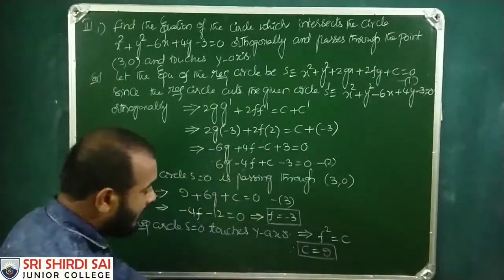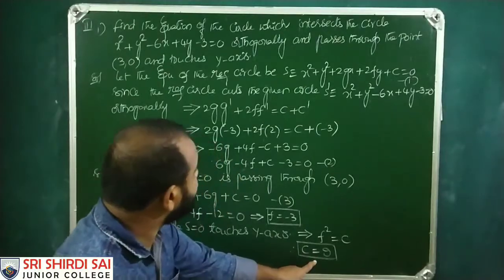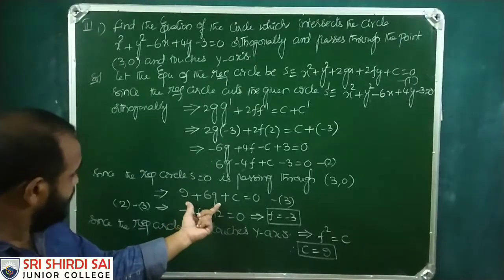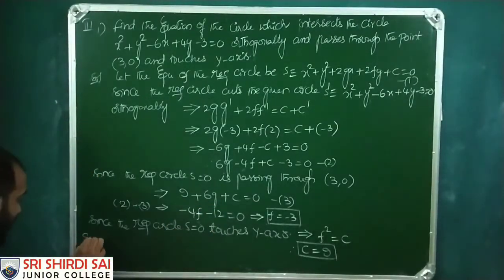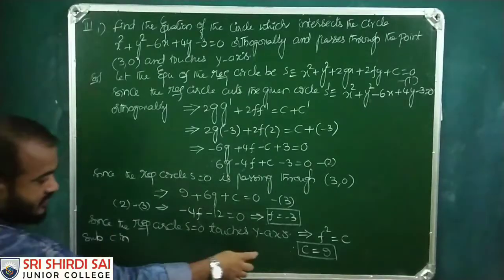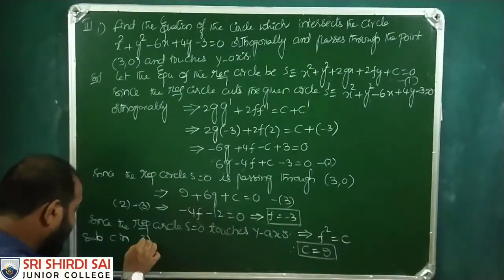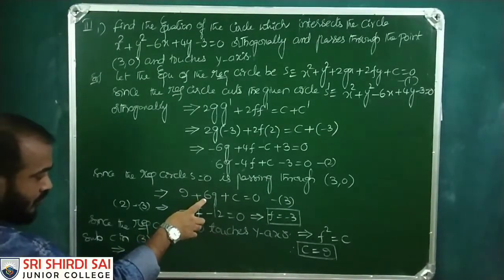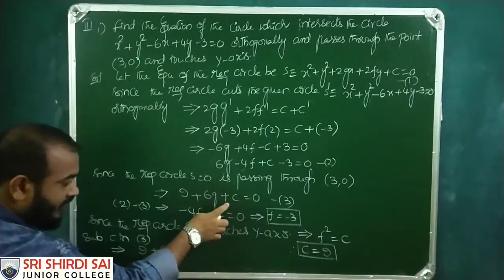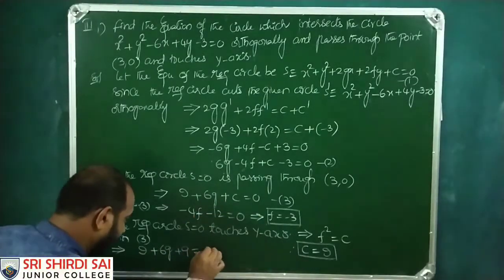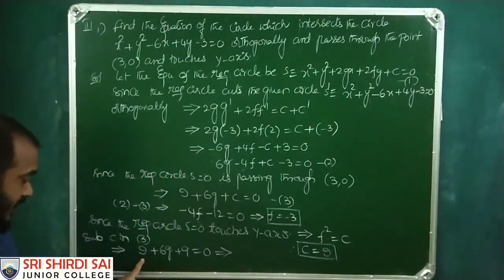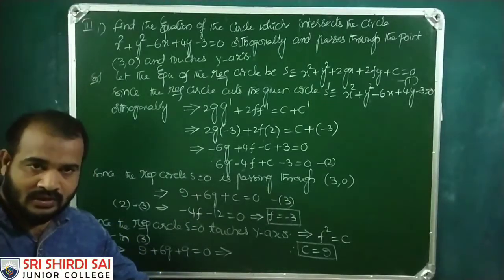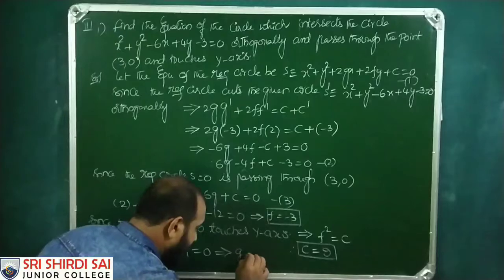I have the f value and the c value, so we require the g value. Let us substitute c in equation 3: 9 plus 6g plus 9 equals 0. This implies 6g, 9 plus 9, 18, so 6g equals minus 18. G equals, 6 threes are 18, g equals minus 3.